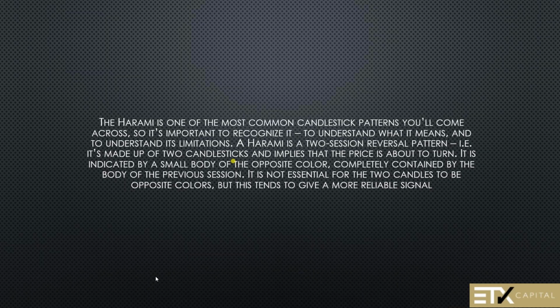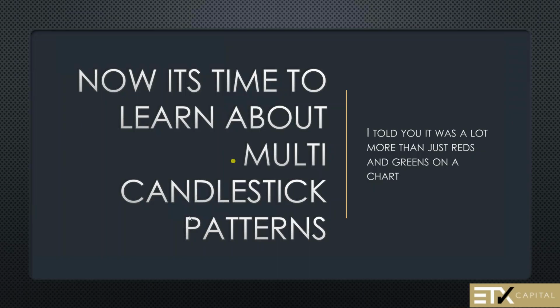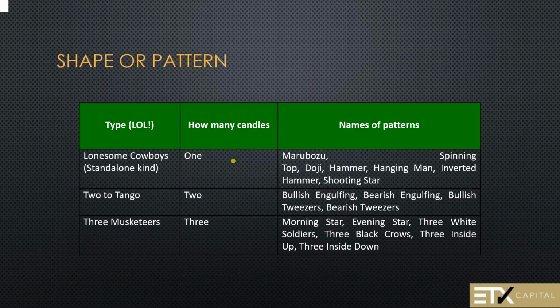A Harami is a two-session reversal pattern. It's made up of two candlesticks and implies that the price is about to turn. It is indicated by a small body of the opposite color, completely contained by the body of the previous session. It is not essential for the two candles to be opposite colors, but this tends to give a more reliable signal. Okay, now, like I told you, it's not about the reds and the greens. It's about the positions of the candles.